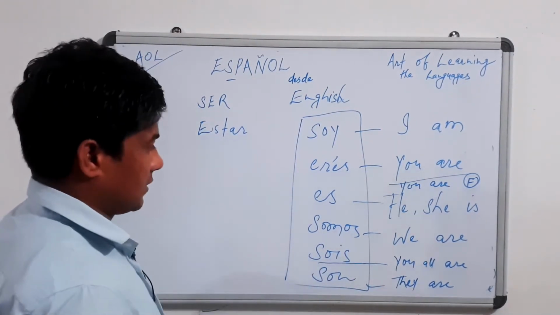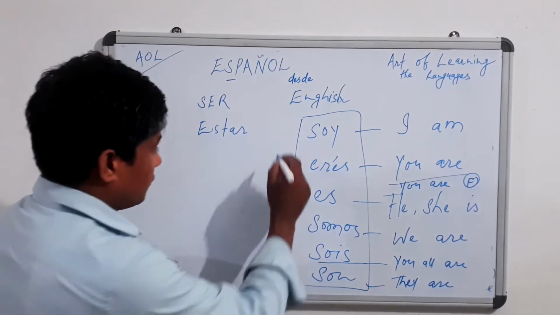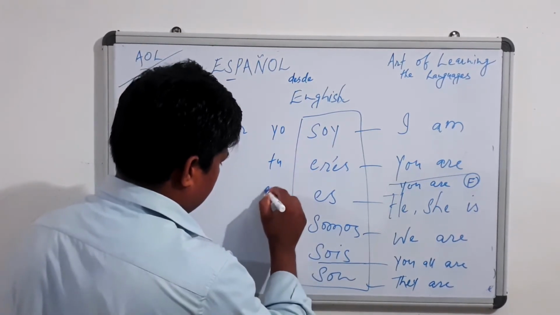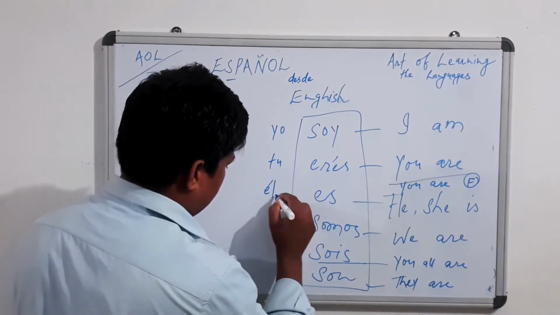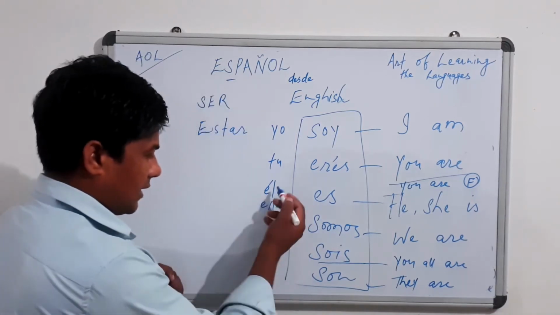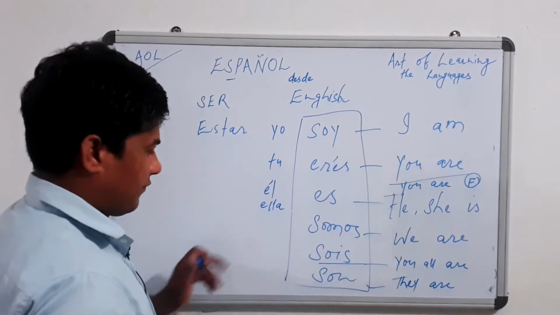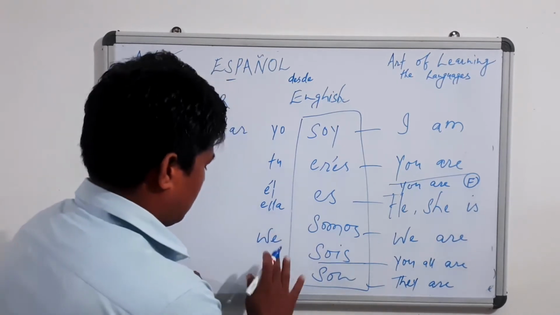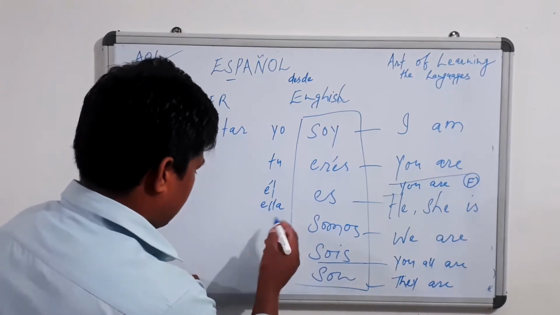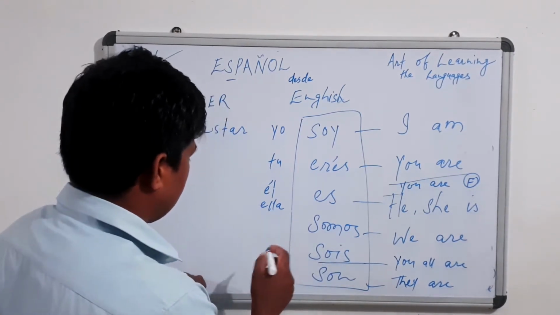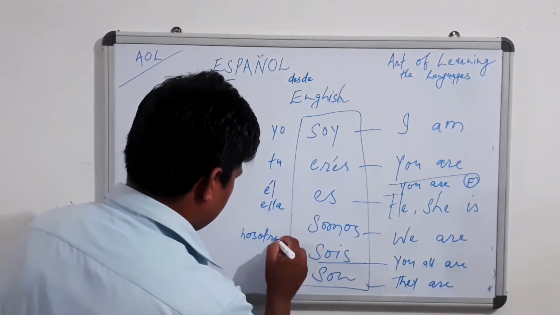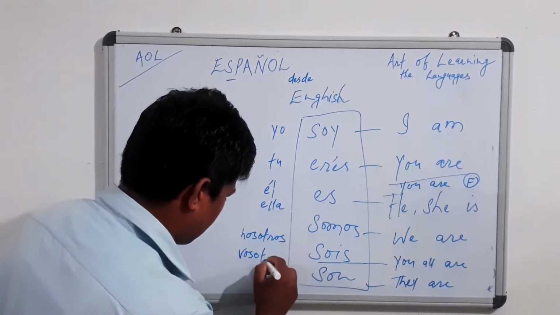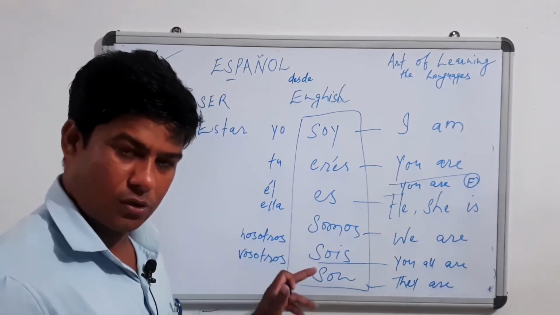Also, the persons that you already know, or if you don't know, then I'm giving you the persons here. Yo, tú, él, ella, ella for lady, él for he, ella for she, usted, nosotros, that means we, and vosotros, that means you all are, okay?